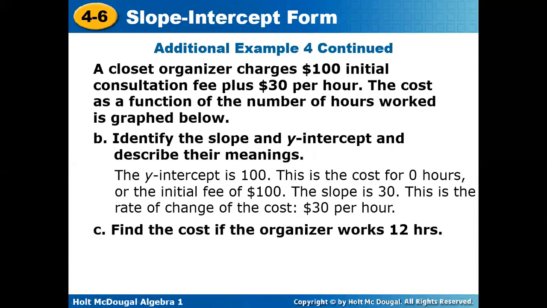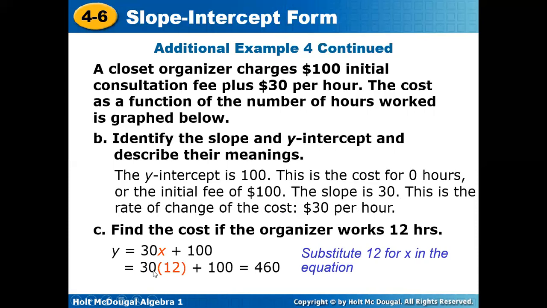Okay, see, find the cost if the organizer works 12 hours. For 12 hours, the number of hours, you can find it from the graph, or you can substitute the value of x, because x represents the number of hours. So we can replace x and put 12. And now find the value of y: 30 times 12 plus 100, which is 460. Okay, $460 for 12 hours.